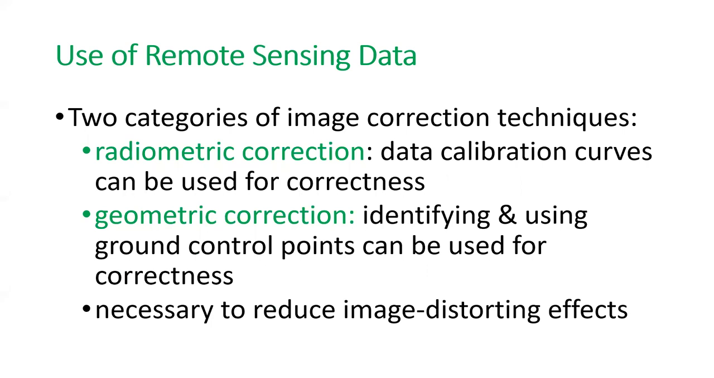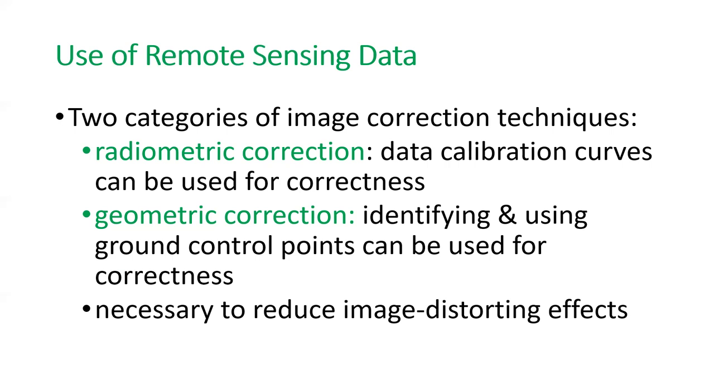Now, there are two categories of image correction techniques. You can do radiometric correction, where data calibration curves can be used for correction, or geometric correction, where you identify and use ground control points. It is quite necessary because you need to reduce image distorting effects.